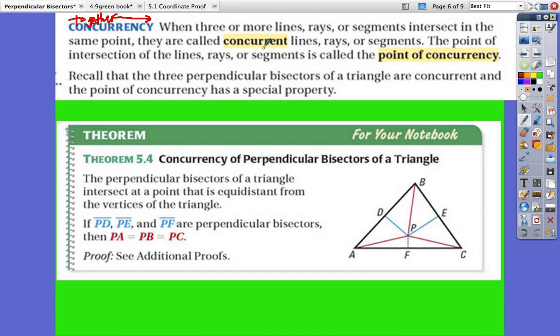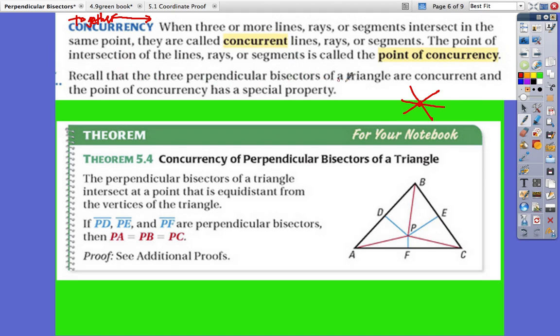So lines that are concurrent are lines that intersect. For example, here you could have 1, 2, 3 lines. These 3 lines intersect at this point. That means these 3 lines are concurrent lines. In other words, intersecting lines are concurrent lines. Concurrent is a synonym of intersecting. The point of concurrency is the point where all the lines intersect.